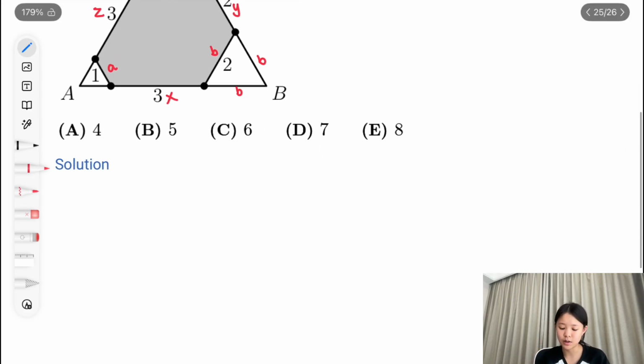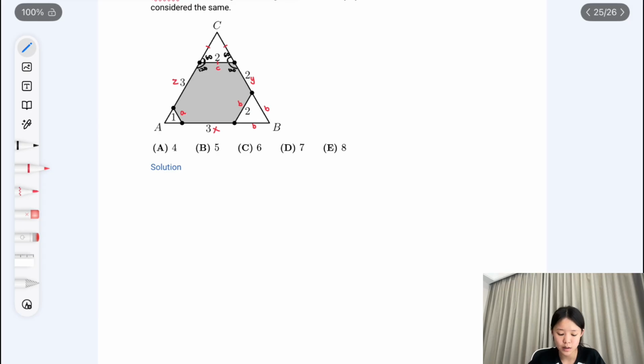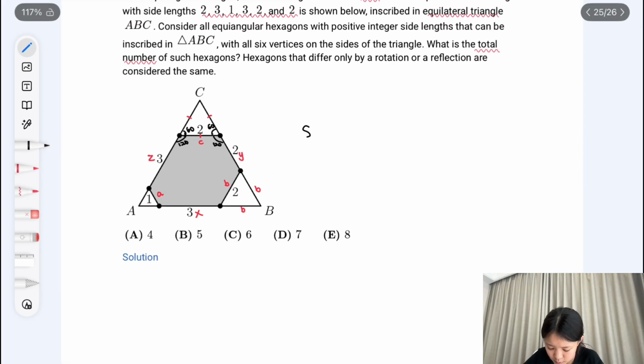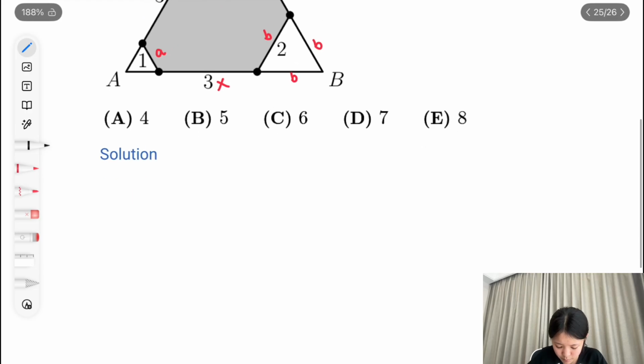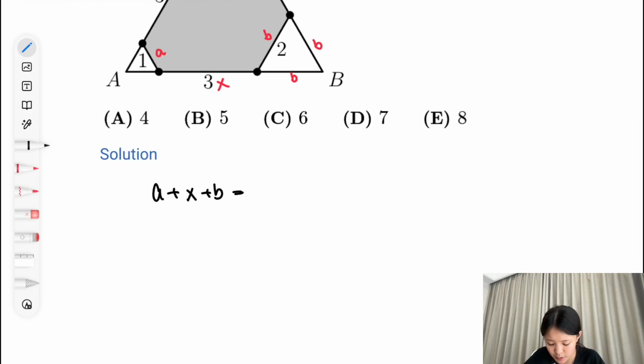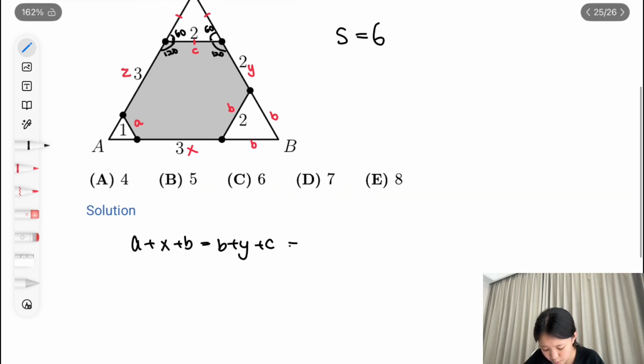So this gives us a few different equations that we can use. The first being that we can first find out the side length equals 6, and this is the same for all of these different equilateral hexagons, as they all have to fit within this specific ABC triangle. So that gives us the equation of A plus X plus B equals B plus Y plus C equals A plus Z plus C.